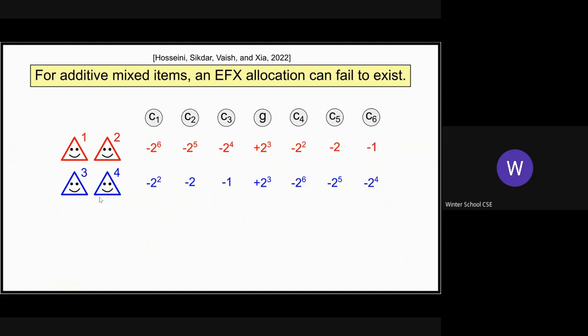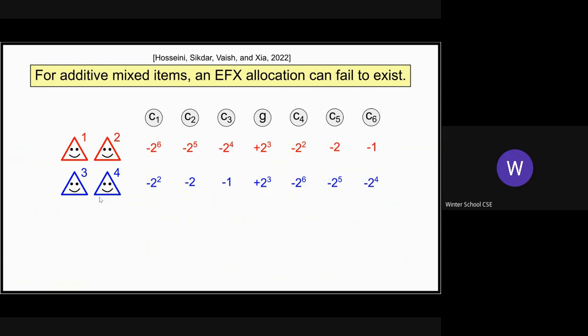Another interesting thing is that this instance is almost like a chores instance, except for this pesky good sitting in the middle. If I remove that, then it's a pure chores instance. So just one good is giving us the non-existence of EFX.